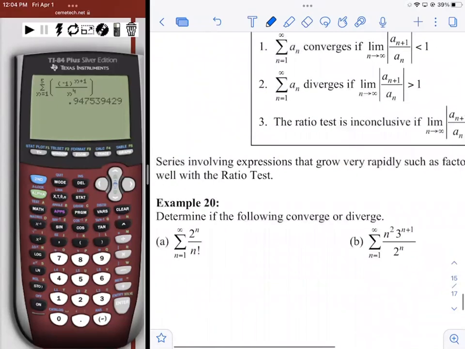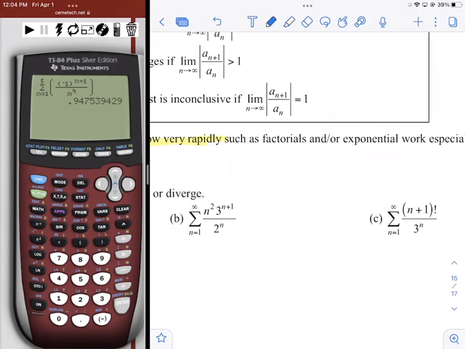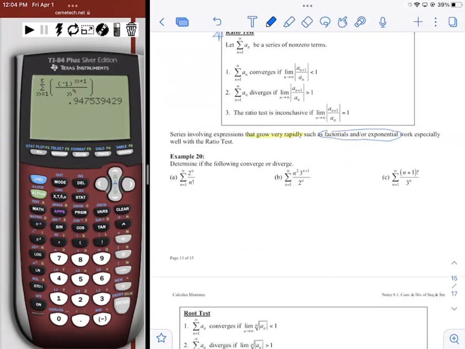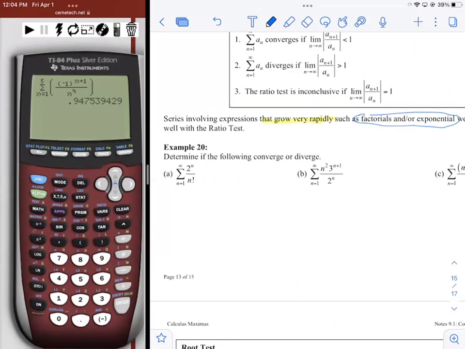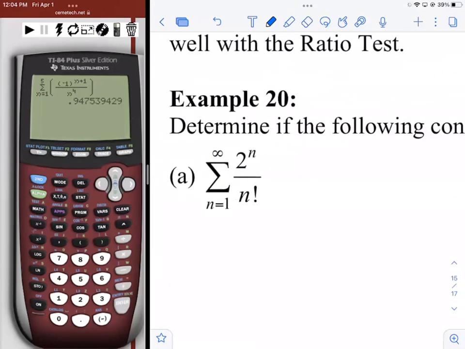Right here. The ratio test works really well when you have things that grow very rapidly, such as factorials or exponentials or combinations of them. So if you see a factorial or something that looks exponential, the ratio test is a good candidate, or a combination of them. Let's try it out. Example 20.